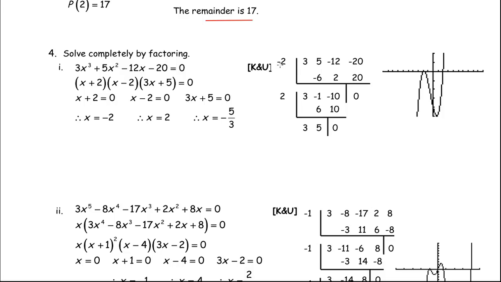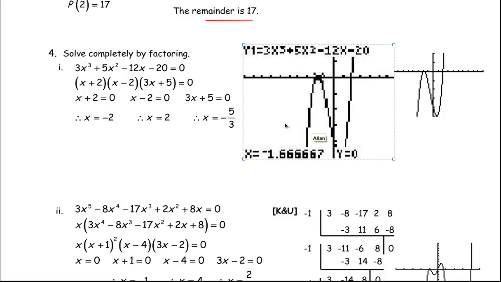So the factors would be x plus 2 from that division, and then x minus 2 from that one, and then right at the bottom it says 3, 5, so 3x plus 5 is the other factor. If we set x plus 2 to 0, we get negative 2. We set x minus 2 to 0, we get positive 2, and then the 3x plus 5, bring the 5 over, it becomes negative, divided by the 3, you get negative 5/3.